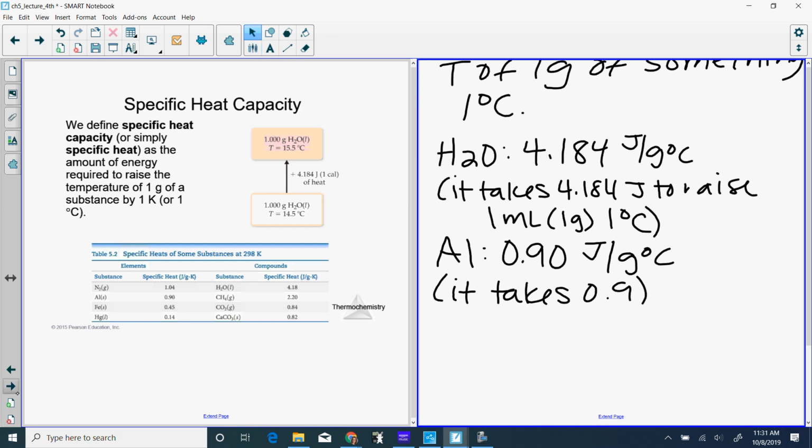Yes? Is the joules per gram degree Celsius linear? Like, is it the same to raise 100 to 101 as 0 to 1? Yeah, it's a conversion factor. Direct.